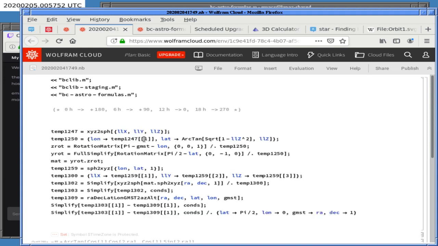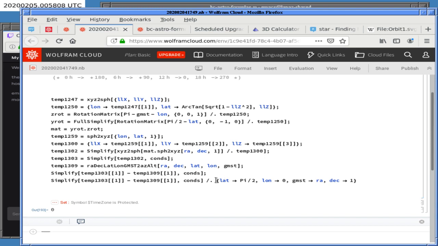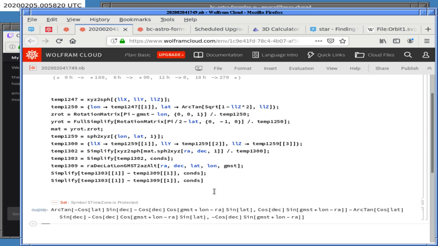Okay, let's see if that's any closer. I think we finally have nailed the azimuth portion of this computation. Yay! I should probably save this, but I won't. Now this is, of course, a very specific test here. Now the question is, generically, are they equal to zero? Is this the same answer we're getting from RA dec, the function that we know works?